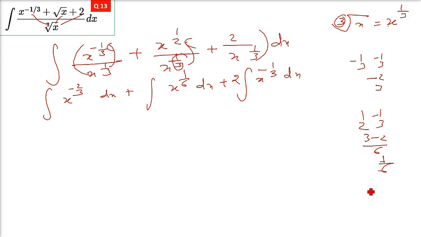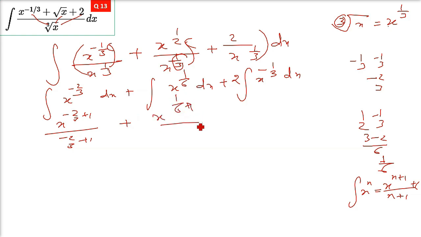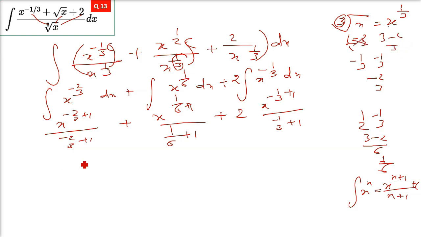Now just separate integration. Just a formula: x raised n integration is x raised n plus 1 divided by n plus 1 plus constant of integration, that you already know up till now. Okay. So this goes x raised negative 2 by 3 plus 1, denominator negative 2 by 3 plus 1. Here x raised 1 by 6 plus 1 divided by 1 by 6 plus 1. Here you have twice x raised negative 1 by 3 plus 1 divided by negative 1 by 3 plus 1. Okay, this is solved. You have to use the constant of integration here only. What is 1 minus 2 by 3? We already did this. 3 minus 2 by 3, that is 1 by 3. So in the numerator you have x raised 1 by 3, because the denominator 1 by 3, 3 goes up. 3x raised 1 by 3. Here also x raised 1 by 6 plus 1.